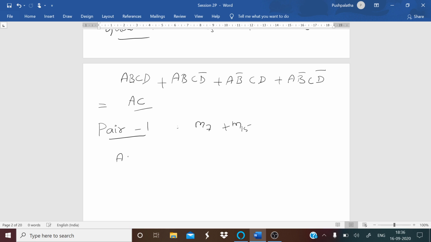Okay, M7 is A bar, B, C, D, plus M15 is A, B, C and D. So as we said, in a pair, only one variable will be removed, remaining will be 3. So A bar and A, it changes, so leave it out. B, C and D is for your pair.